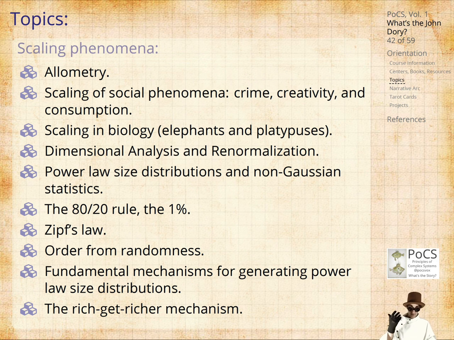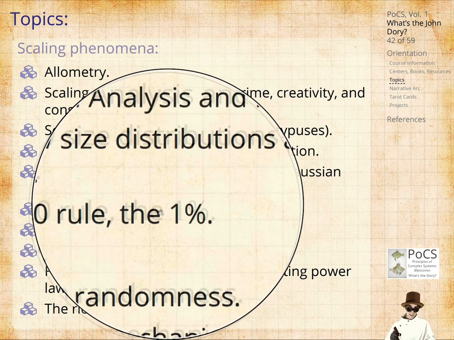So this will lead into what we'll see, that these scalings appear everywhere, all sorts of places, in biology, in engineered systems, in technological systems, and then we'll try to get at some fundamental mechanisms that lead to these distributions. And a really important one is going to be this one at the bottom here, the rich get richer mechanism.